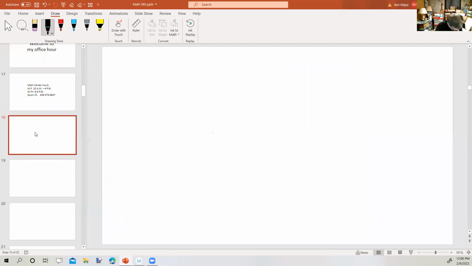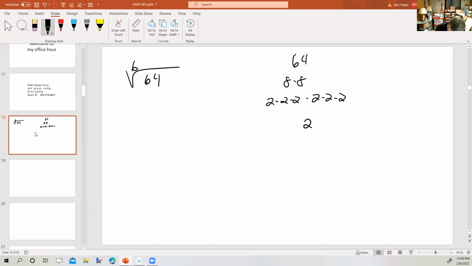This says evaluate each radical expression if possible without using a calculator. The sixth root of 64. Well, 64 is 8 times 8, which is 2 times 2 times 2 times 2 times 2 times 2, which is 2 to the 6th power, right? So if I break it down into its prime factors, 64 is 2 to the 6th power.